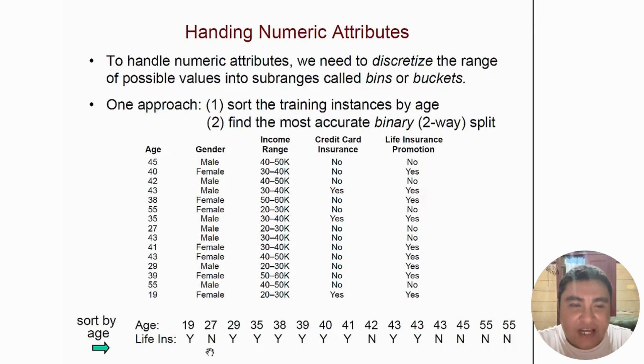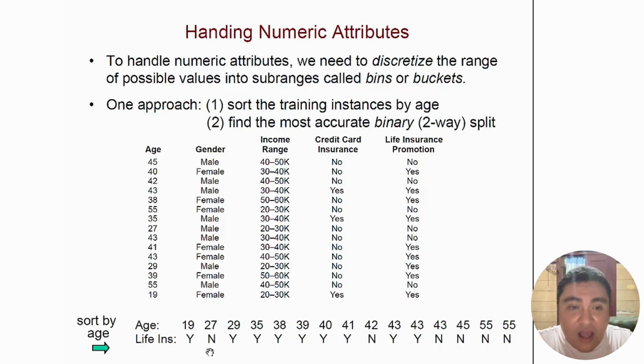But with this kind of algorithm, what we will do is we'll have the age arranged in ascending order, so from lowest to highest, and then that's the time we can do a two-way split or a binary split with this one. So after doing that, if you can notice it here, this is the sorted output when you have the age arranged in ascending order.